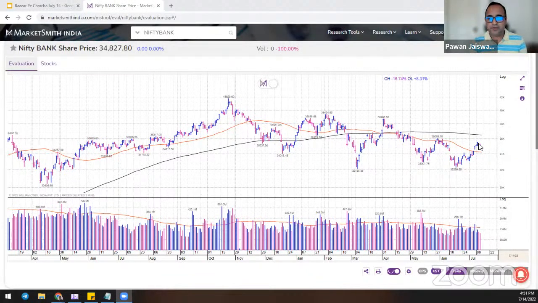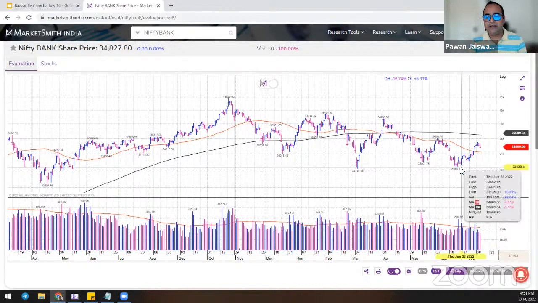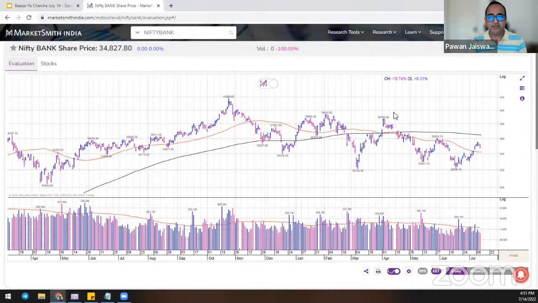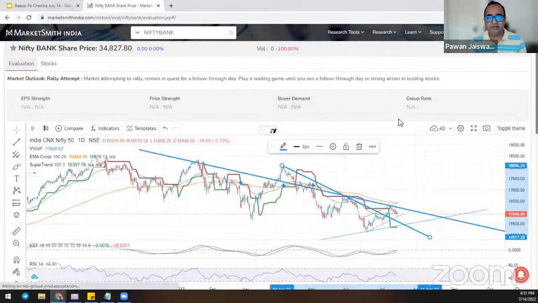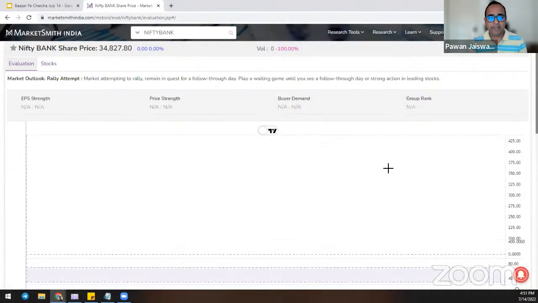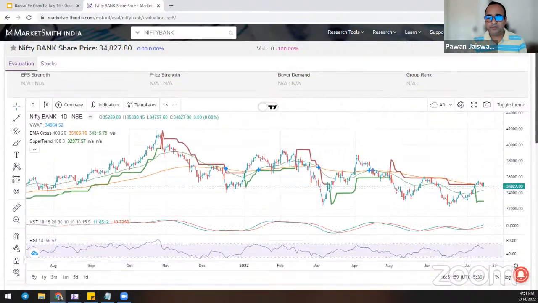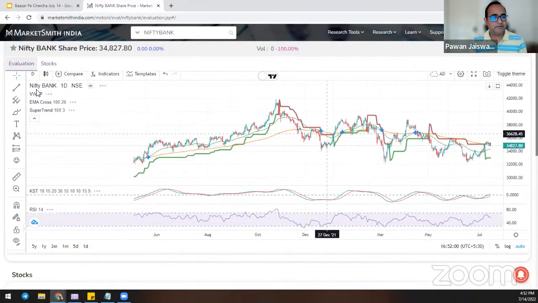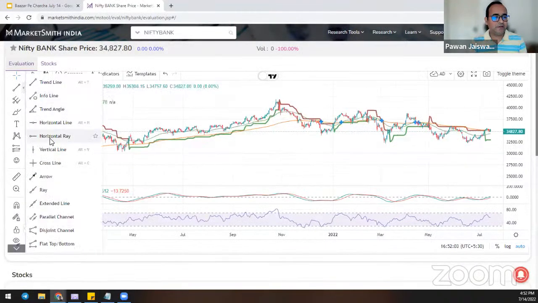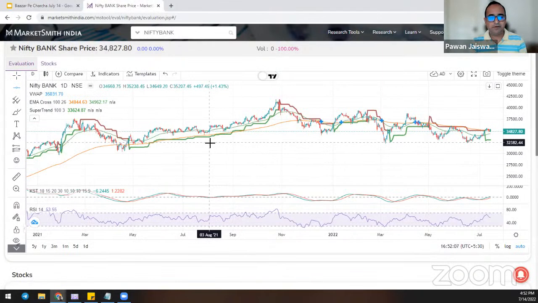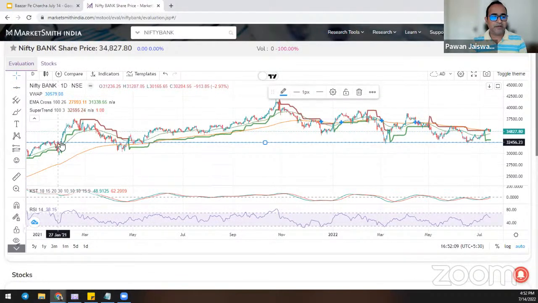But from a short term perspective, there was a good rally after touching almost 32,300, and previously it also touched 32,100. Let me draw a horizontal line here. Yes, so if I draw a horizontal line here, see, this particular range was the breakout level.